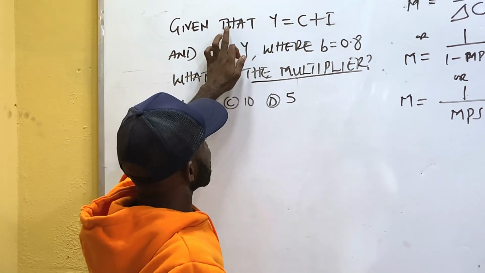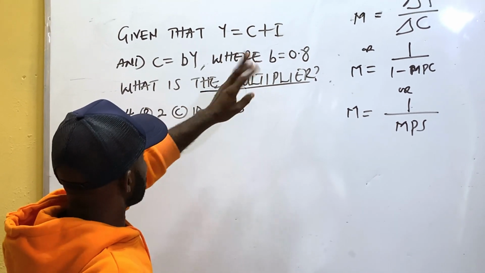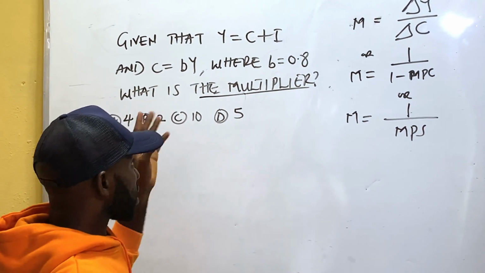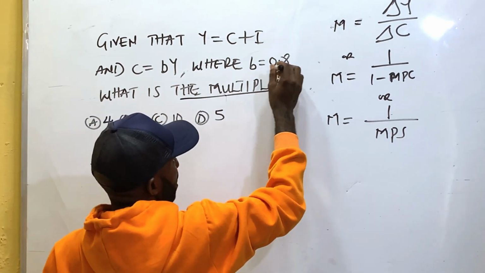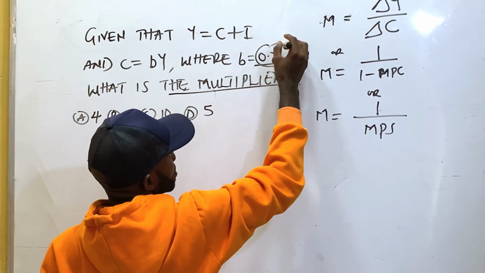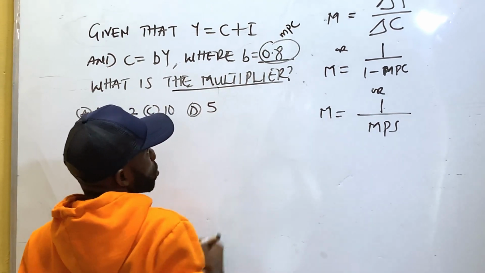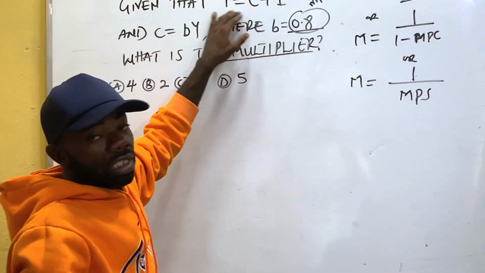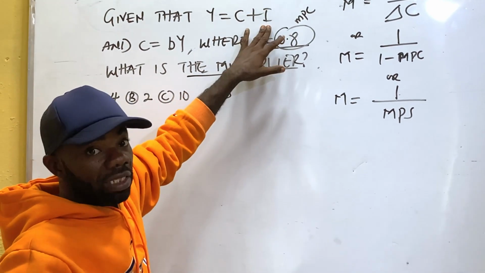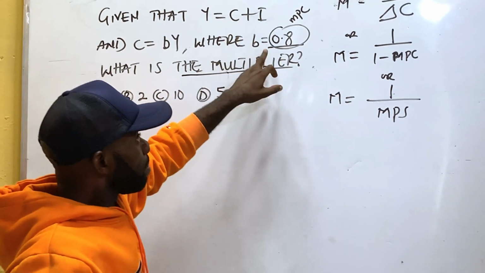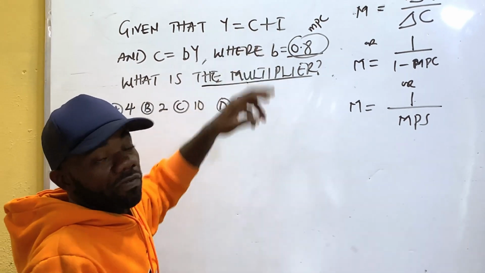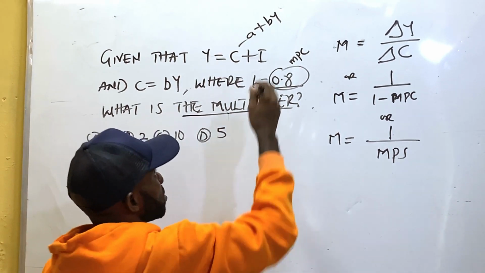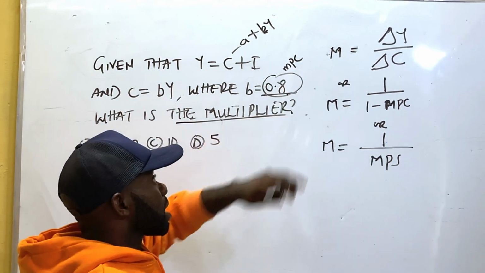It said, given that Y is equal to C plus I and C is equal to BY, where B is equal to 0.8, what is the multiplier? Take note, my B here is marginal propensity to consume, where the equation gives you C plus I. So this is a 2-sector model, consumption plus investment. Under consumption, B is a part of the consumption formula, which is A plus BY. A plus BY, the B here represents 0.8, which is marginal propensity to consume.